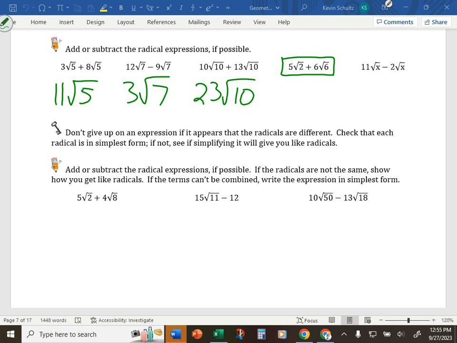Next one, 11 root x minus 2 root x. Are the roots the same? How many root x's do we have? 9. 9 root x would be our final answer. Okay? Are we getting the hang of this a little bit?